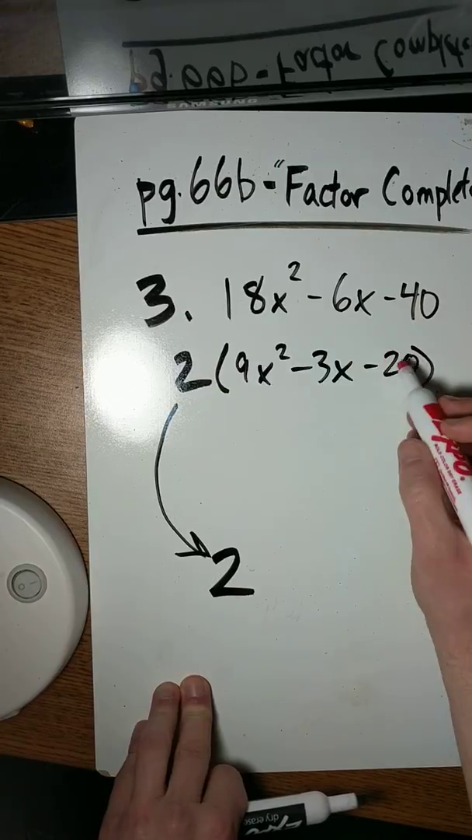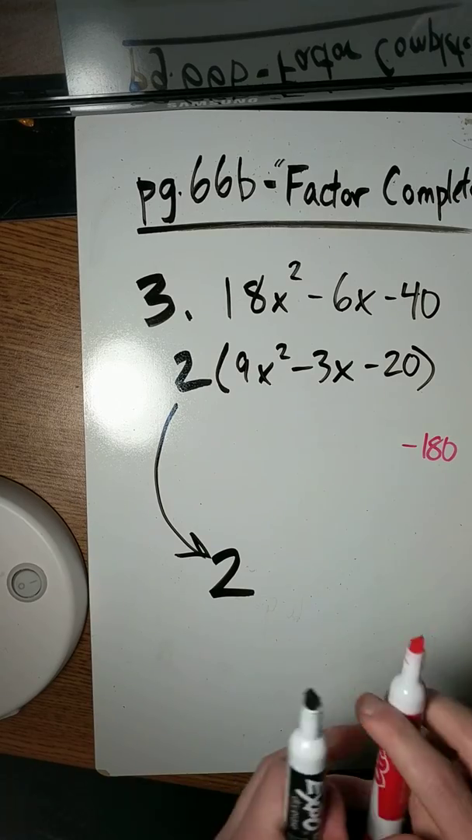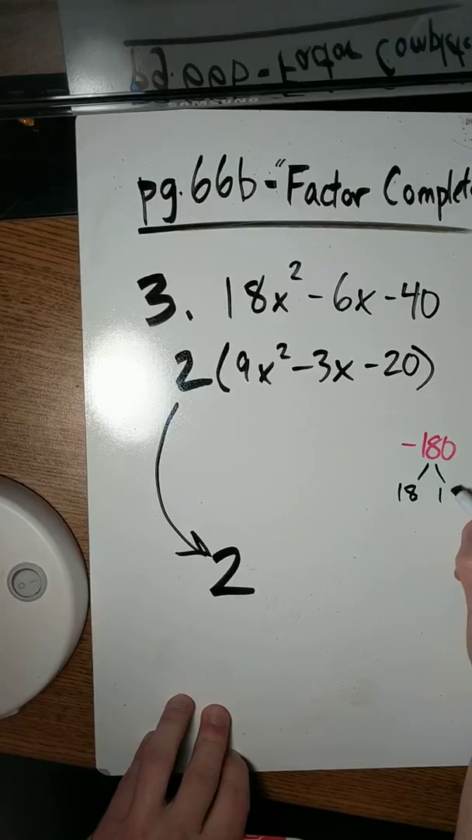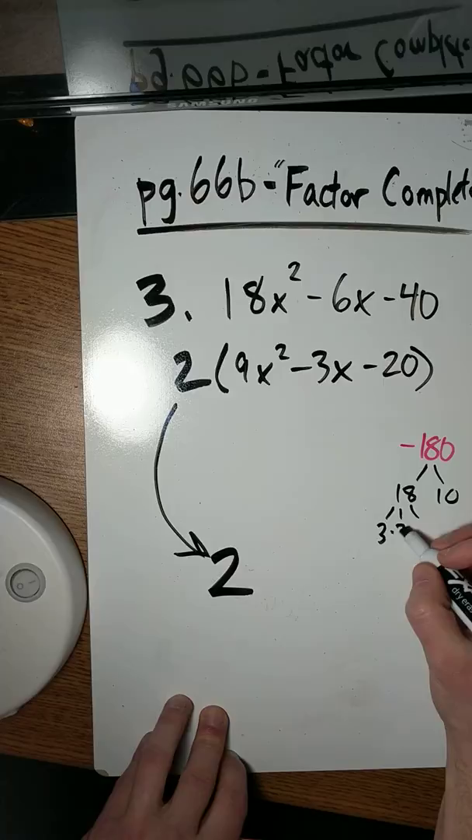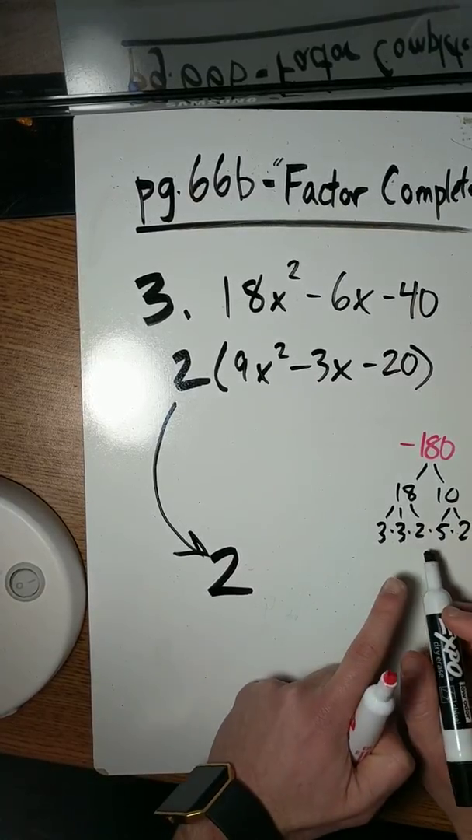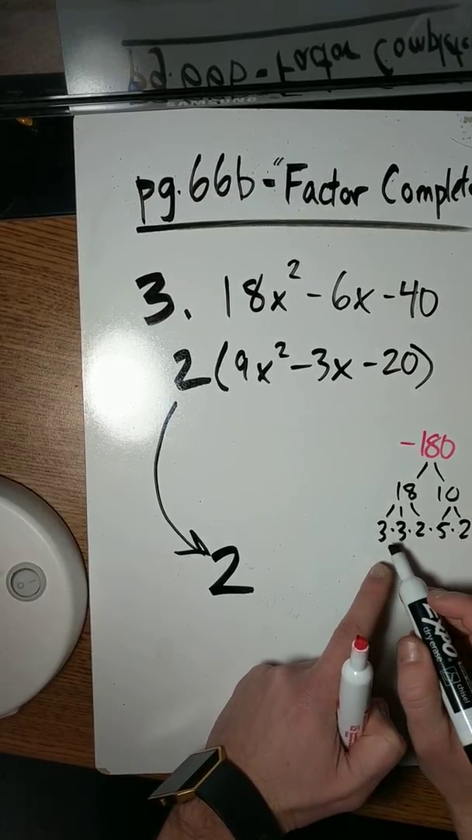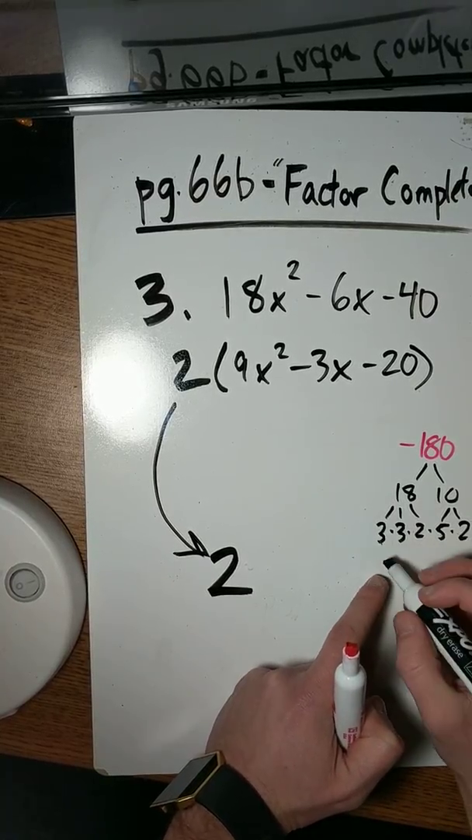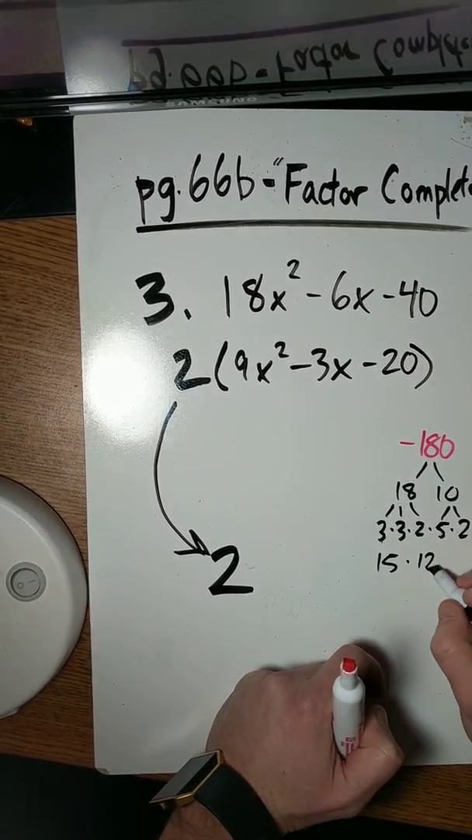So in this case, a times c is negative 180. So we want numbers that multiply to that and add to negative 3. So let's do prime factorization. We have 18 and 10. We have 9 times 2, which is 3 times 3 times 2. And we have 5 times 2. Okay. So if we mix these up and we try them out, it ends up being, let's say, 3 times 5, which is 15. And we have 3 times 2, which is 6 times 2, which is 12. Okay, so there's our magic numbers.